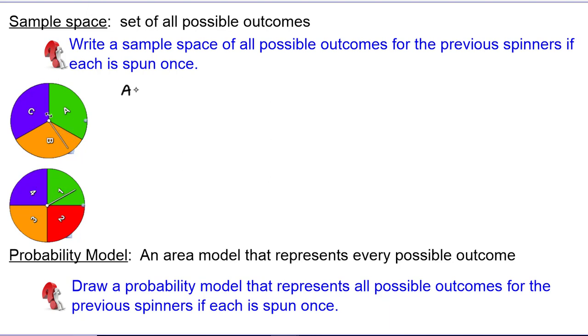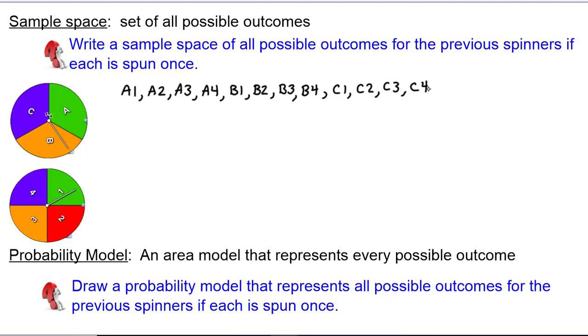I could spin an A and I could get a 1. I could spin an A and get a 2, a 3, a 4. All right, that deals with the A's. I could also spin a B and then spin a 1, a 2, a 3, a 4. Or I could spin a C on the first spinner and get a 1, a 2, a 3, and a 4. Those are all of my possibilities.